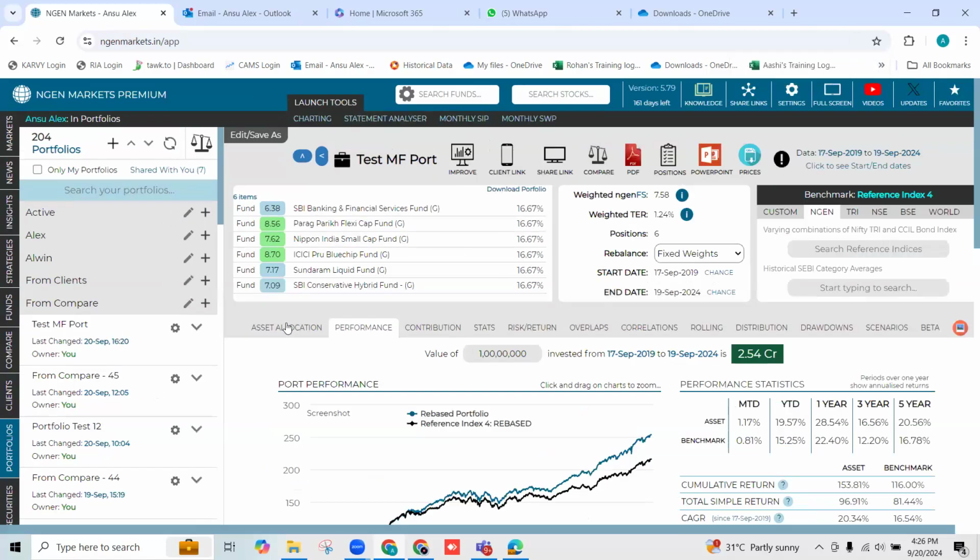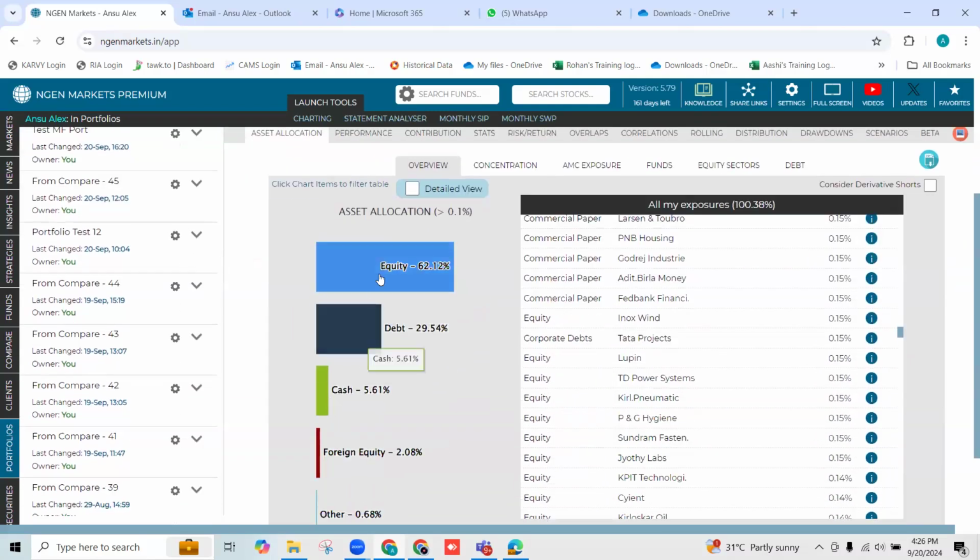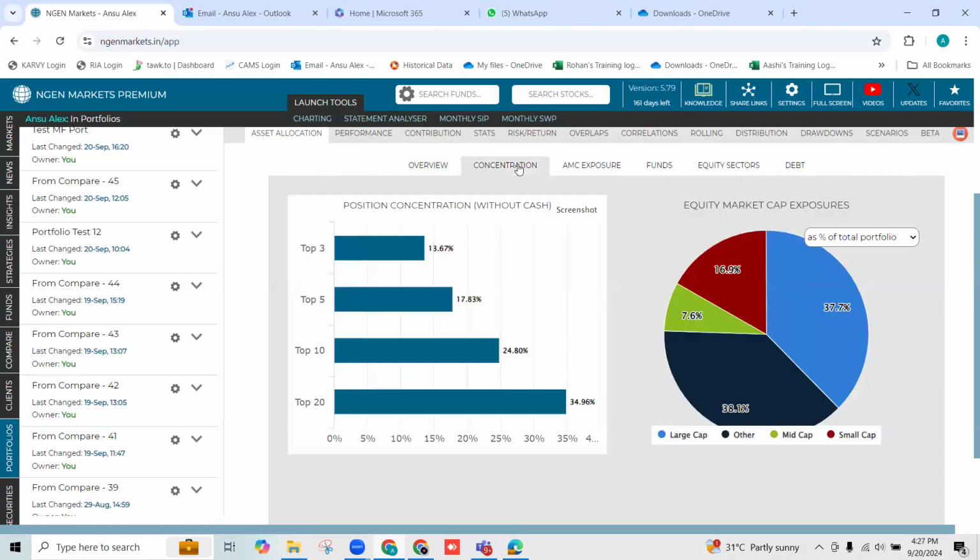Right. I again go back to the asset allocation page. So this was the overview tab, which is letting us see the overview of the asset allocation of the entire portfolio. Next, I move on to the concentration tab. Now, this tab lets us see the equity market exposure of the entire portfolio. So here we could see the percentage of large cap, mid cap, and small cap stocks for the entire portfolio. Now, how did we arrive at this 7.6, 16, and 37?